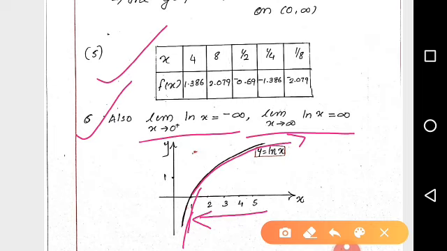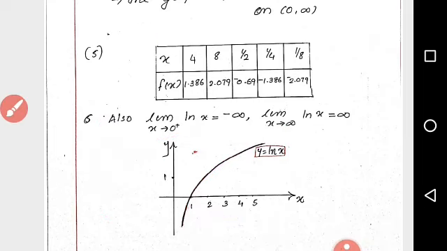Since f dash of x is positive, we can see that it is an increasing function, and since f double dash of x is less than 0, it is concave down. Hence we can draw ln of x as shown.